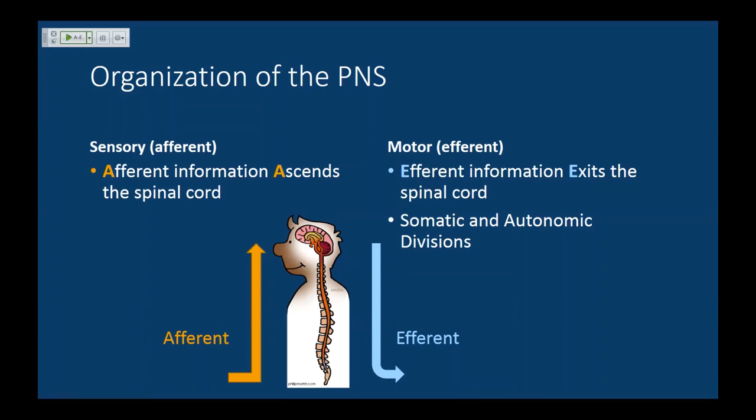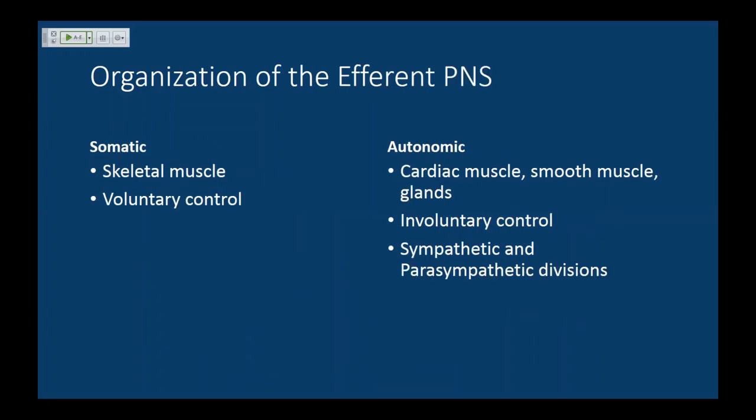The efferent division itself can then be further subdivided into somatic and autonomic divisions. The somatic division is under voluntary control and it controls skeletal muscle, whereas the autonomic division is involuntarily controlled and it controls things like cardiac muscle and smooth muscle and glands. So the easiest way to remember that is autonomic is automatic. It's out of your control.